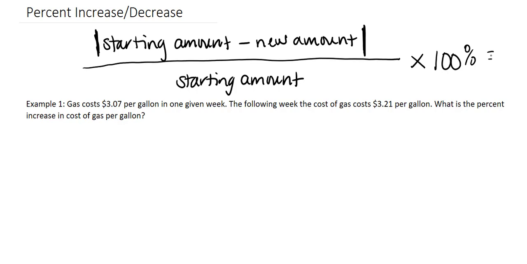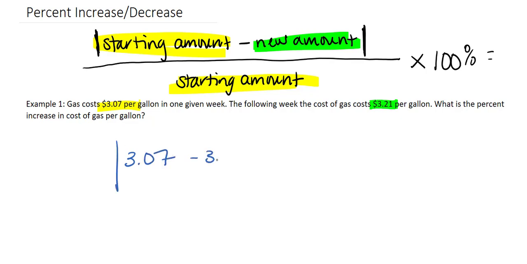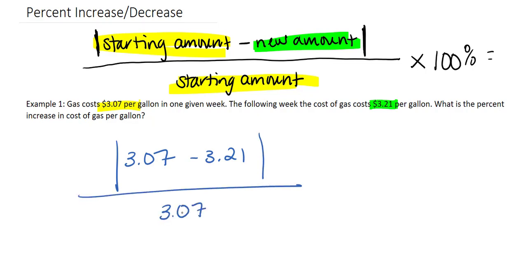So we have the starting amount, right? So what is the starting amount? Well, it starts out as $3.07, right? And then it goes up to $3.21. So that would be our new amount. So let's go ahead and fill in all the numbers into our formula. So we have $3.07 minus $3.21. We take the absolute value. We put it over 3.07, and we times it by 100.